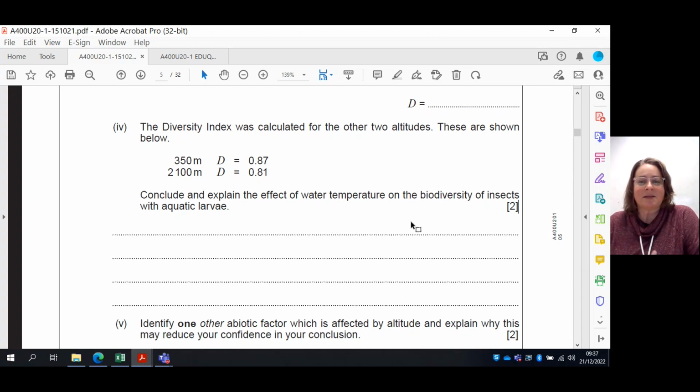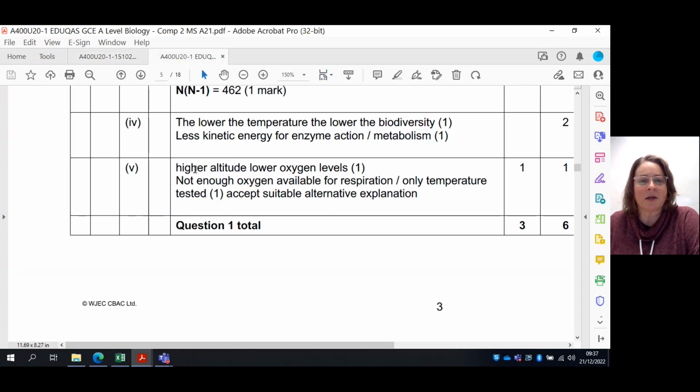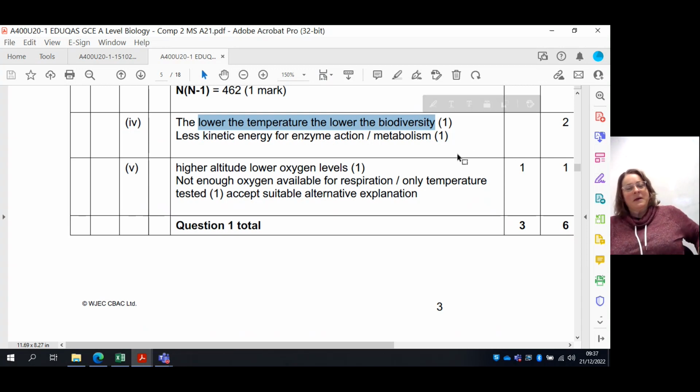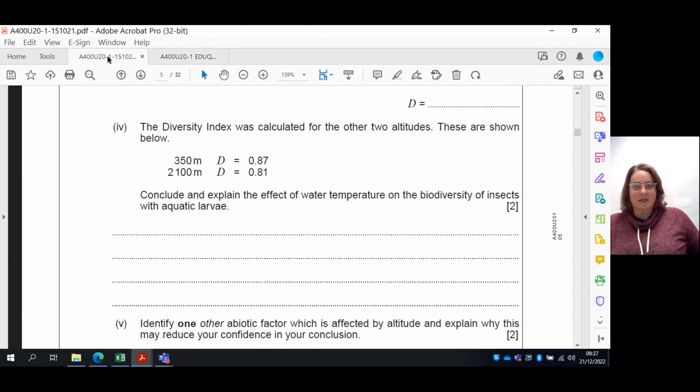So to imply that trend, pirate sentence, here we go. The first mark comes from the higher the altitude, the lower. Oh, the second, I'm on the wrong one. Here we go. That's the first one. Here: the lower the temperature, the lower the biodiversity. Sorry, I skipped to the wrong part in the mark scheme. So the lower the temperature, the lower the biodiversity.